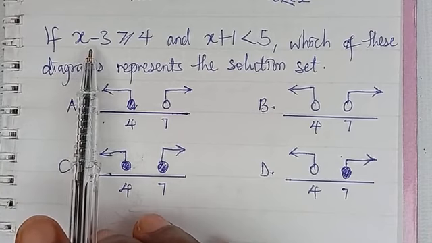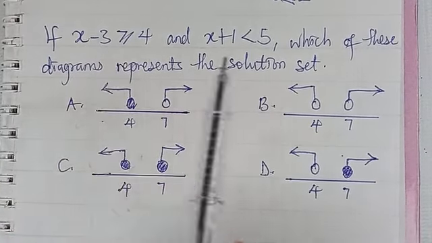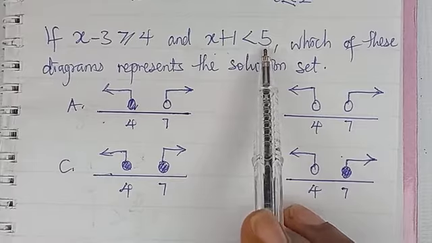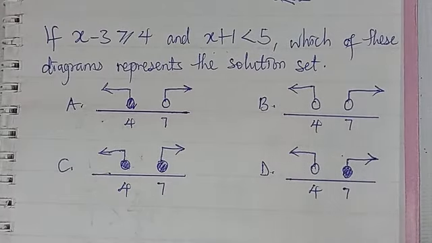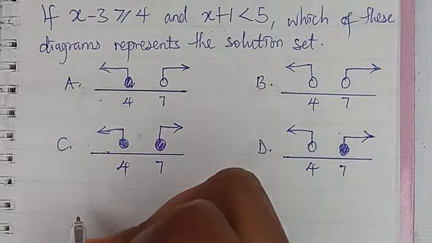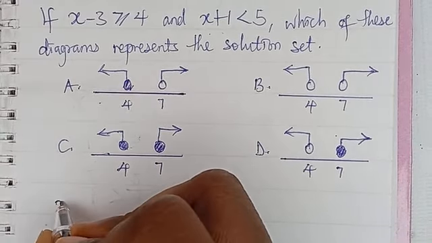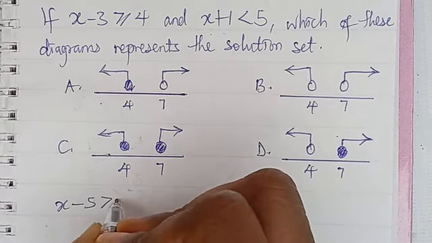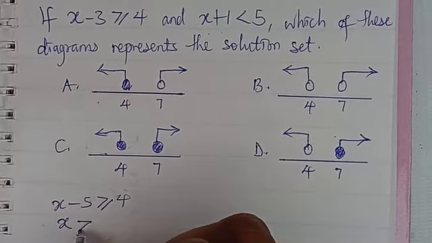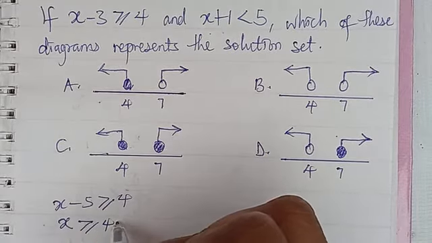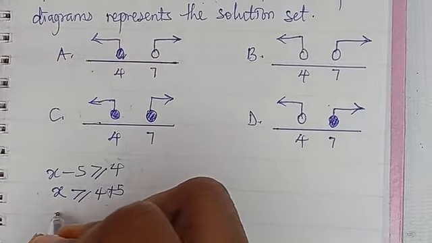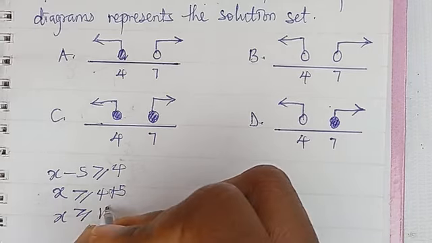So we go over to the next one. If x minus 3 is greater than or equal to 4, and x plus 1 is less than 5, which of these diagrams represents the solution set? So we are going to solve the two inequalities given to us. We have x minus 3 greater than or equal to 4. When we solve that, all we have to do is to leave x here. 4 is already here. Minus 5 crosses over to be a plus 5. We are going to have that x is greater than or equal to 11.